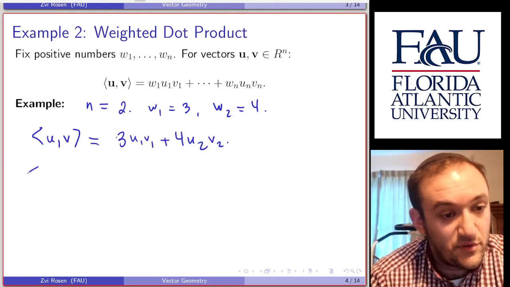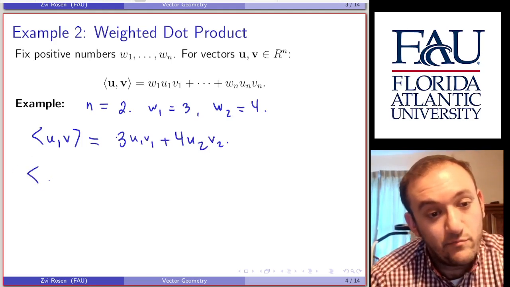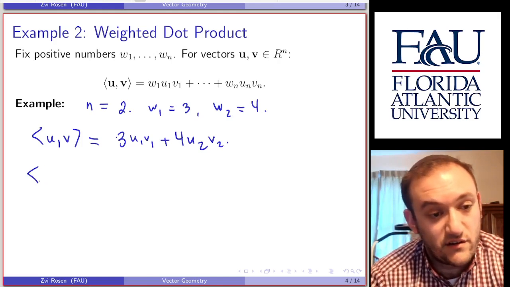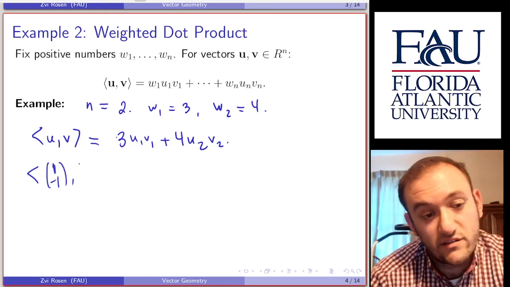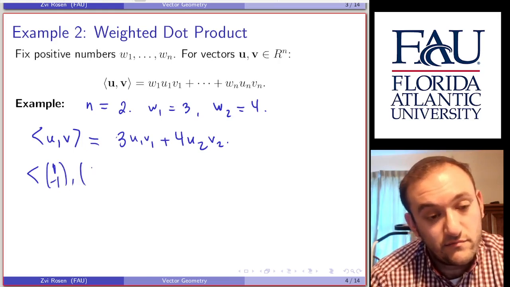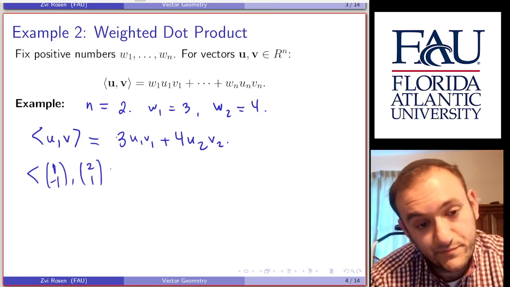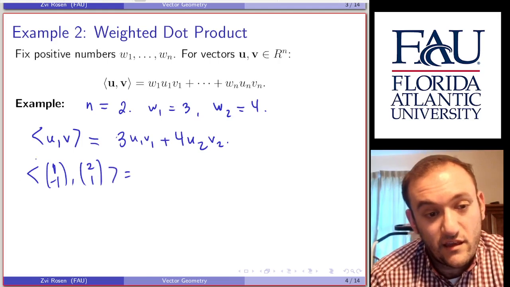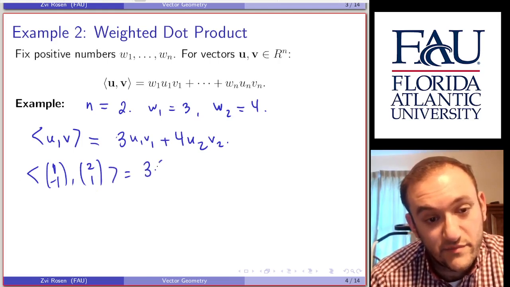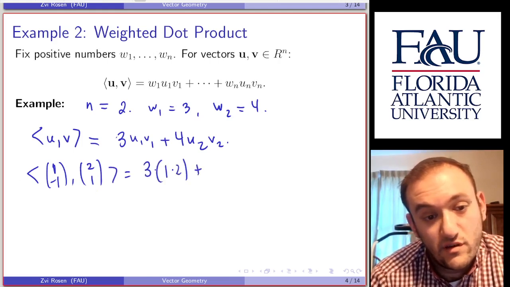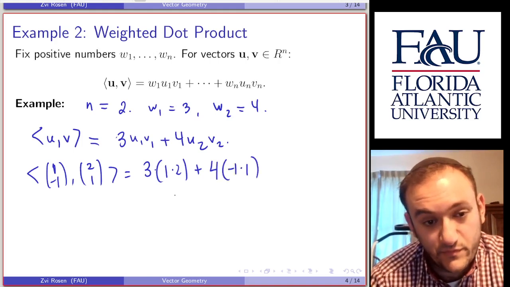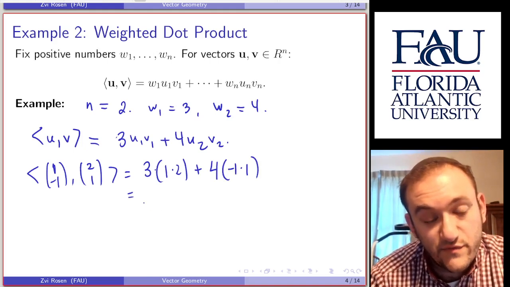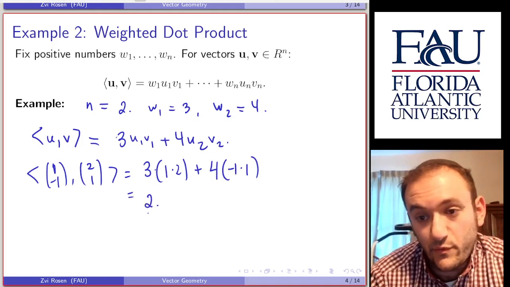For a specific example, let's take the vector (1, -1) and the vector, let's make it (2, 1). Then the inner product is 3 times 1 times 2 plus 4 times -1 times 1, which gives us 6 minus 4, or 2.